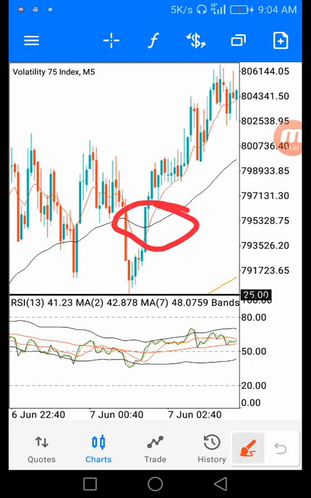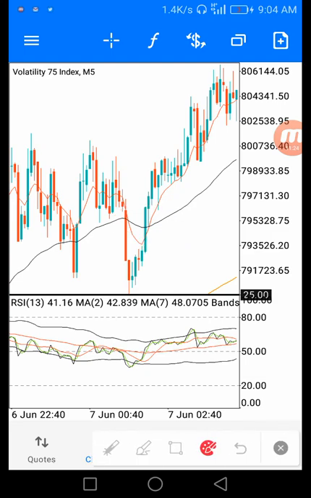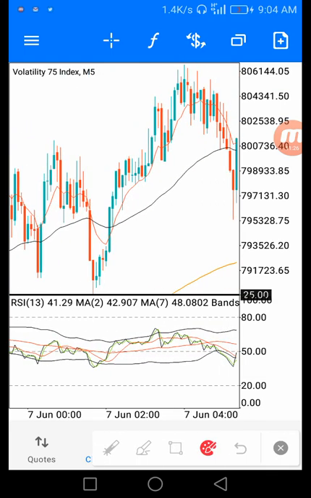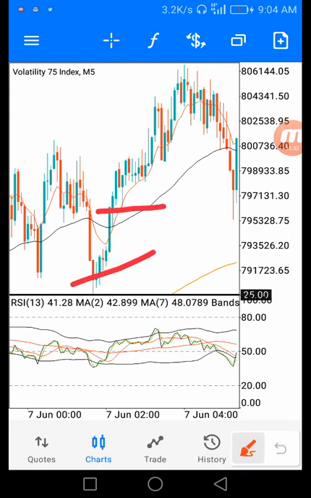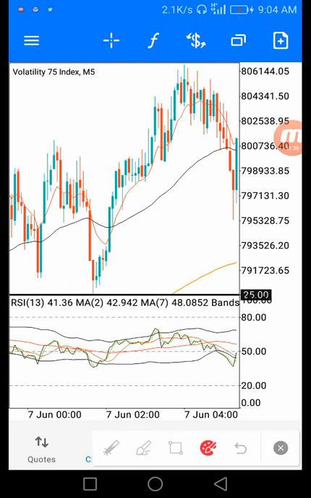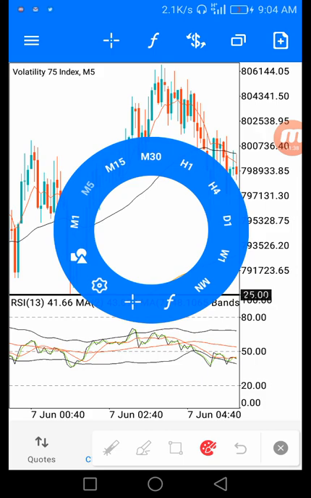That's when you enter your trade. You enter your trade and you apply proper risk management to your chart so that you won't blow. You won't be risking too much and blow your account. You can take care of it anywhere you like it. I hope you understand what I just explained.